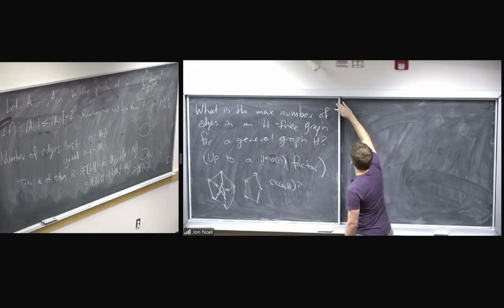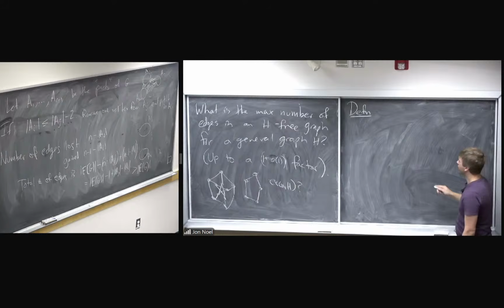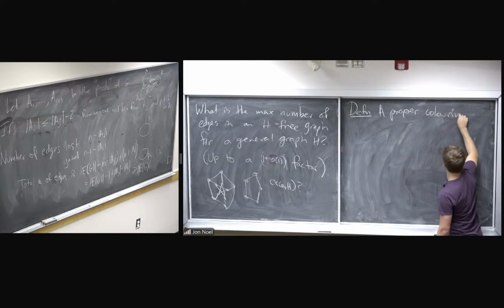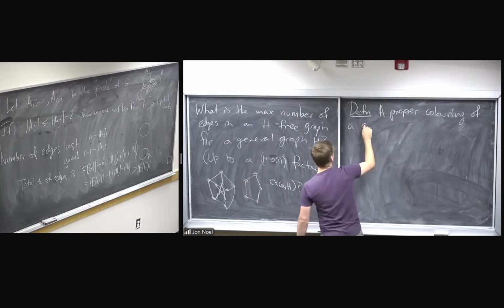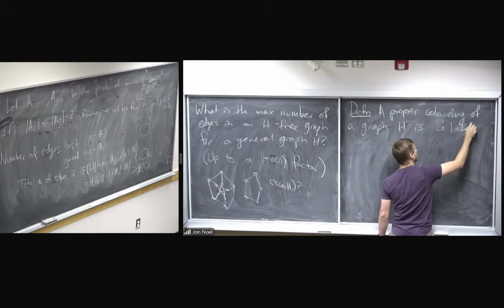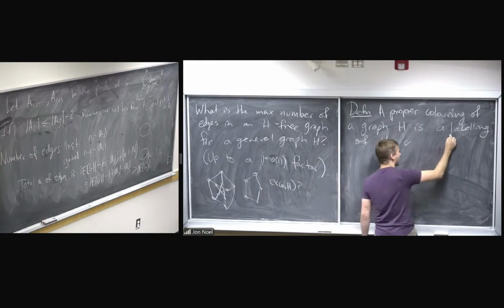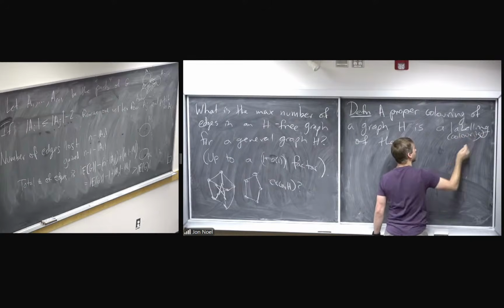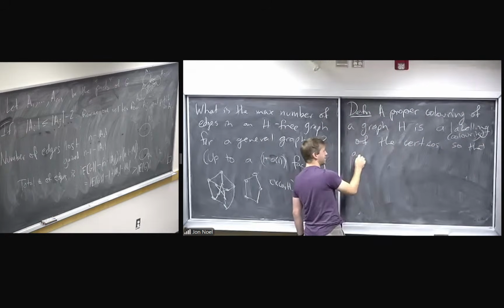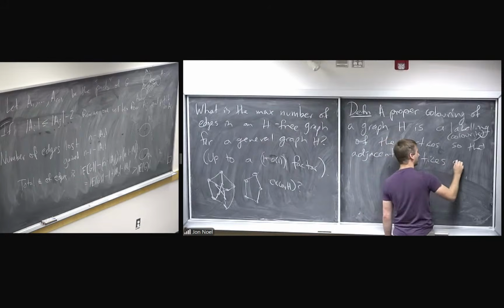So maybe I'll define it. A proper coloring of a graph H is a labeling, or a coloring, of the vertices so that adjacent vertices get different colors or labels.